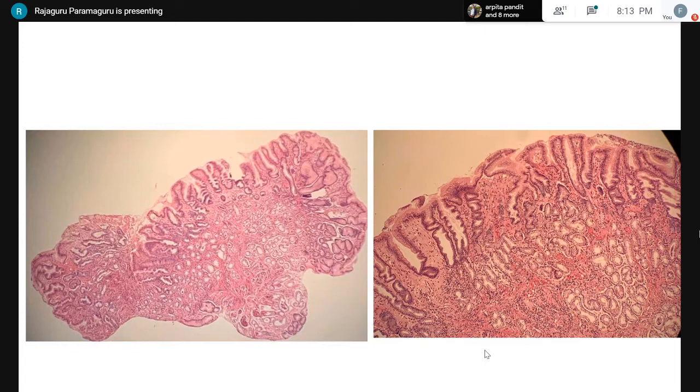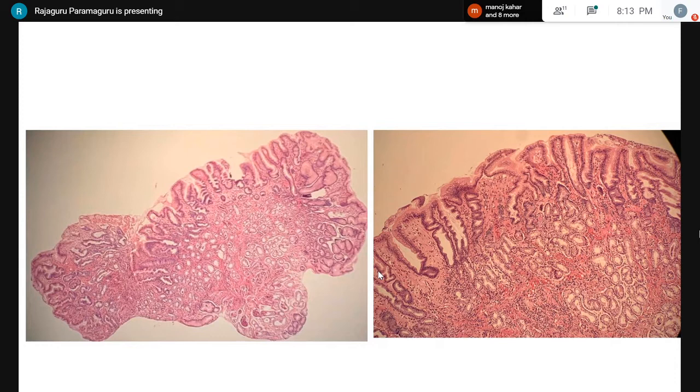So what we see here is the foveolar epithelium. This is from the antrum, and you see the foveolar epithelium with a villiform appearance, and then here you see a more serrated appearance. Anyone with a comment? Yeah, Dr. Devalina Roy says foveolar cell hyperplasia. Yeah, that's right, foveolar hyperplasia. But when you want to give a definite diagnosis for this, what would you call this? This is a special form of reactive gastritis with foveolar hyperplasia. Yes, exactly. So this is a reactive gastropathy.